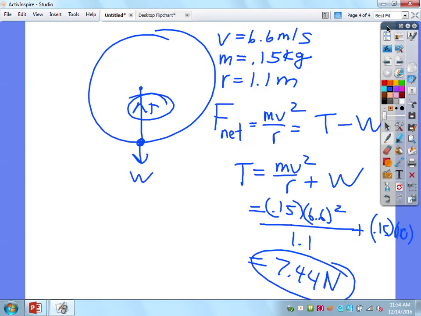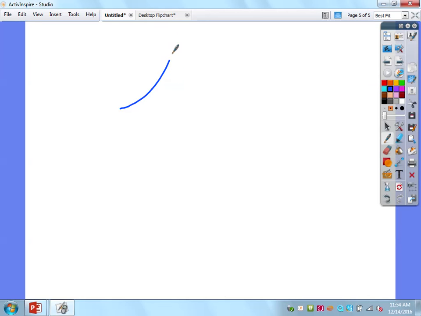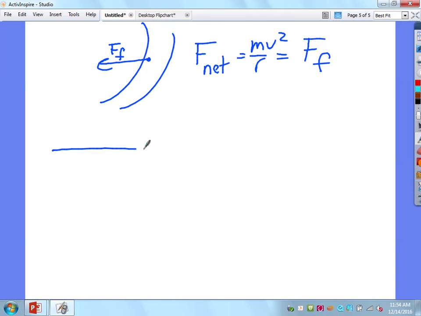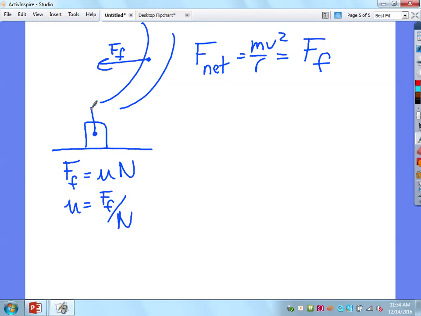and then compare. So this object's going around the circle. Force towards the center is frictional force. So guess what, guys? Net force equals mv squared over r is just equal to the frictional force. That's it. That's the only force involved. It's okay to have only one force. The thing is, where does mu show up? Well, you're on a flat surface. So remember, frictional force equals mu times N. Mu equals frictional force over normal. Well, if you're on a flat surface, the normal force equals the weight.